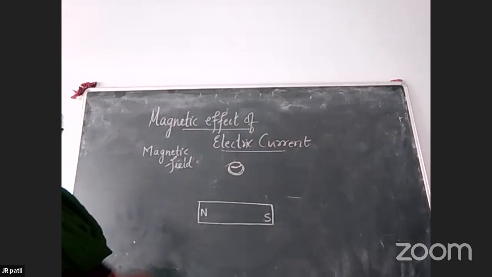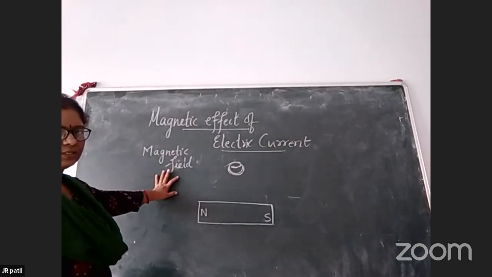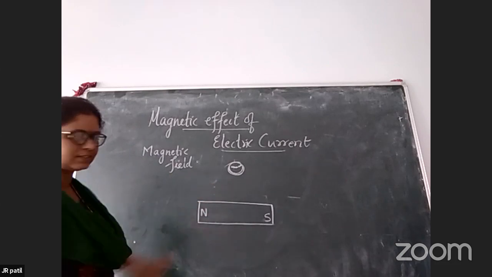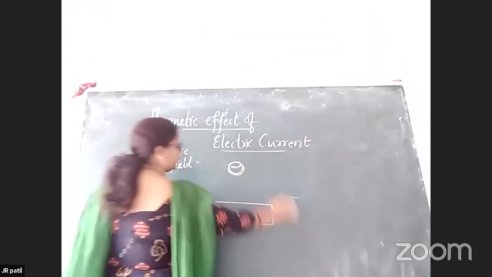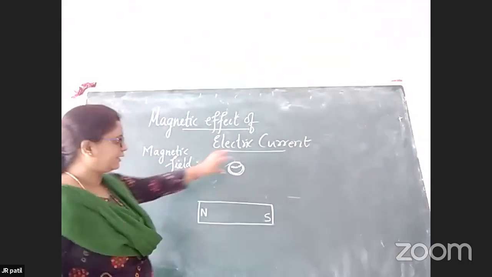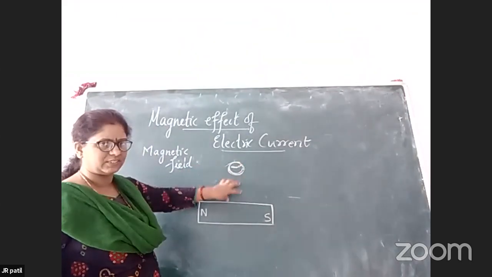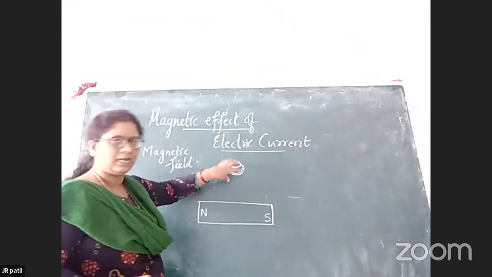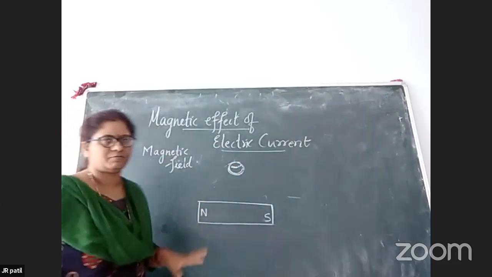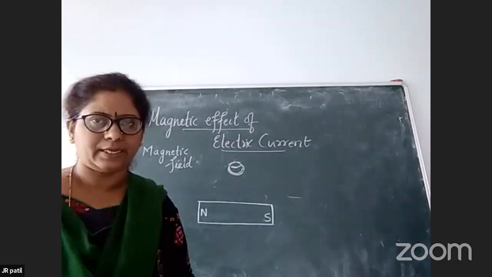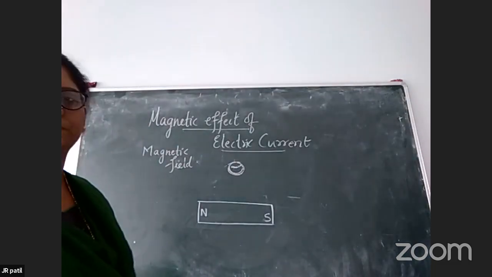What is that called as? Magnetic field. So what does this magnetic field mean? The area around the magnet where the magnetic force is present, where the magnetic effect is felt, that area is called magnetic field. Clear, all of you? Yes, ma'am.